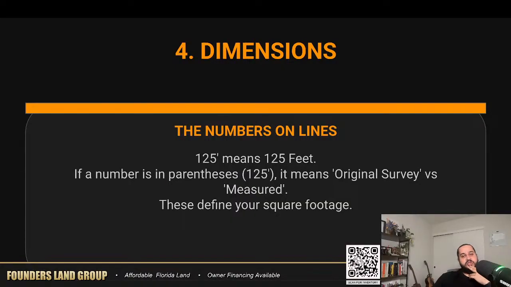Many times, as I was showing in the previous image as well, 125 dash means 125 feet. If a number is in parentheses, it means original survey versus measured. At times, the calculated acreage versus the real acreage tends to be a bit off. Again, these are very unique scenarios, but this is just the legal terminology for understanding the found measurement of your parcel versus the original survey.